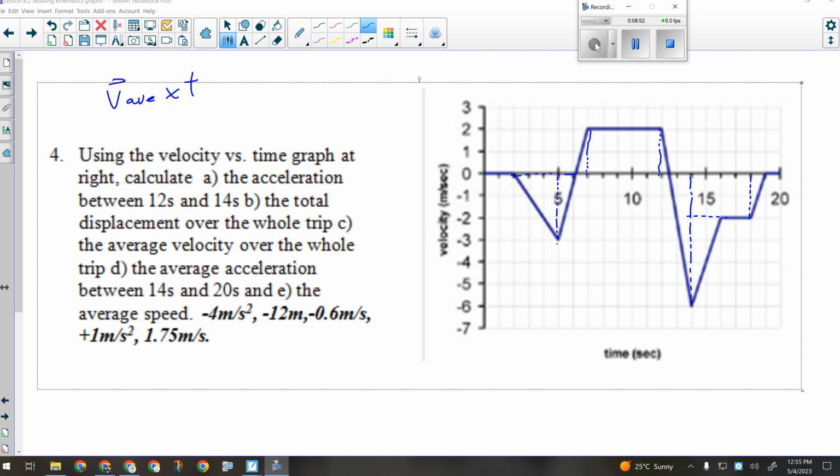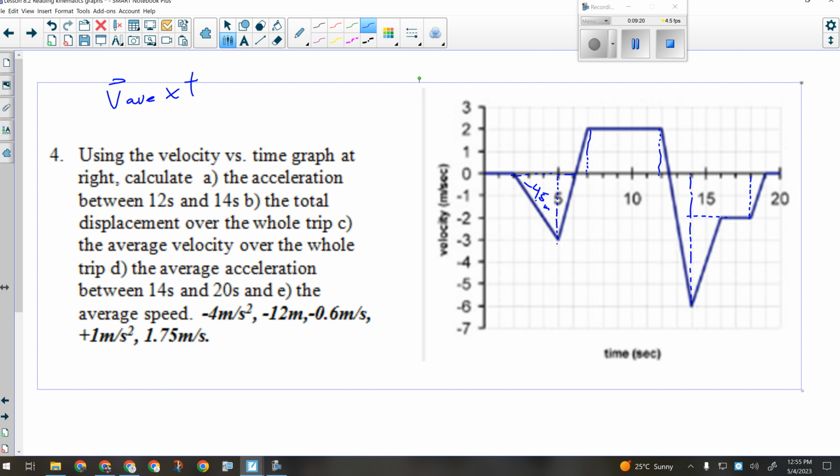Okay, so we got to find the areas of all these shapes, okay? So our first shape here is a triangle. The base of that triangle is 3 seconds. The height of that triangle is -3 meters per second. So -3 times 3 is -9. Okay, but it's a triangle, so divide it by 2, and you've got that this one here is -4.5 meters.